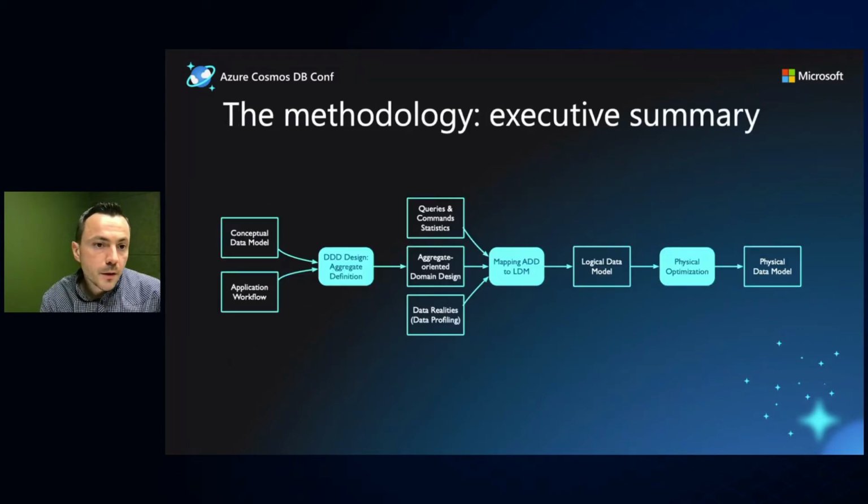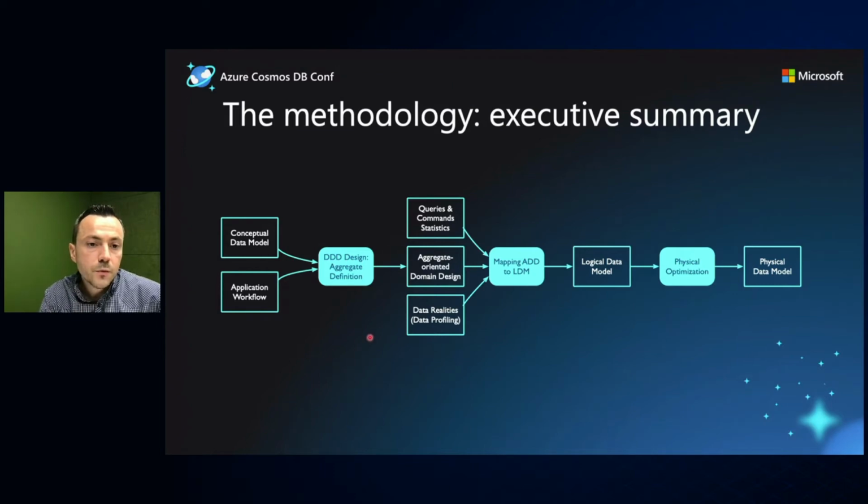So let's talk about methodology, like an executive summary or in a nutshell. Here you can see a list of building blocks or steps, what we need to do, going from the very first inputs until the final physical data model. Similarly to the Chebotko approach, the first 2 items are the conceptual data model, or understanding the whole subject area you are trying to model, and application workflows. These 2 main inputs are what we can start from and use to build our data model.